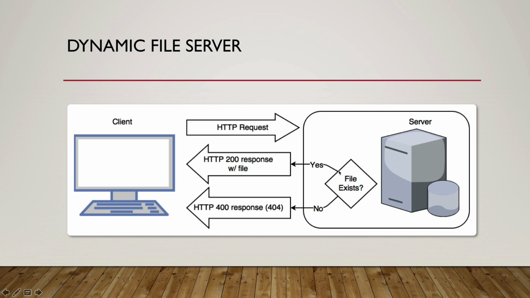Now the other possibility, even in this static situation, is that you asked for something that's not there. You ask for a type of file that doesn't exist. Something's wrong, you've got the wrong path, you've got the wrong file name. The server looks for it, doesn't find it. In that case, you get a 400 response, and usually it's the famous 404.